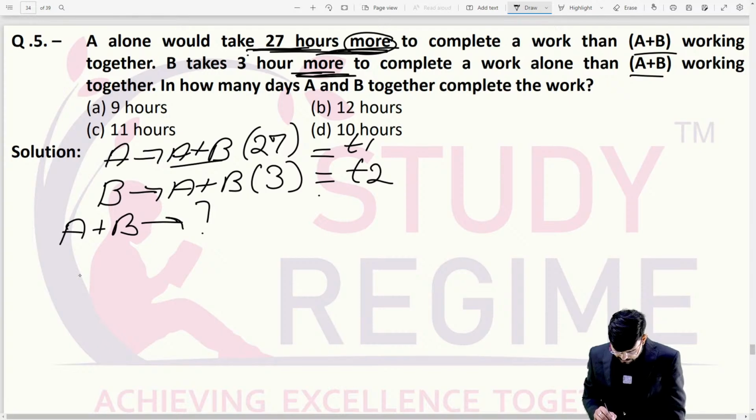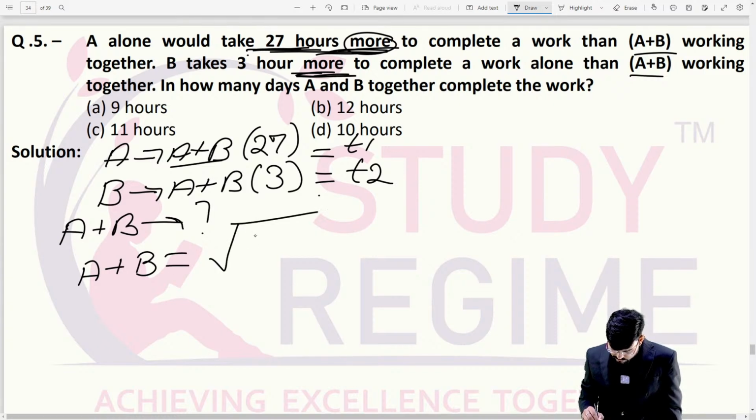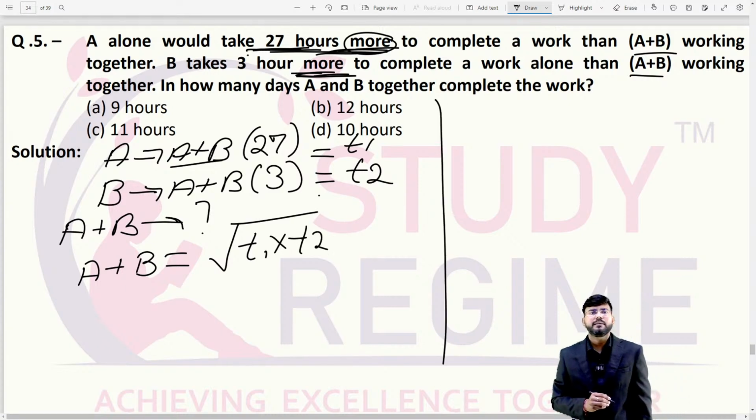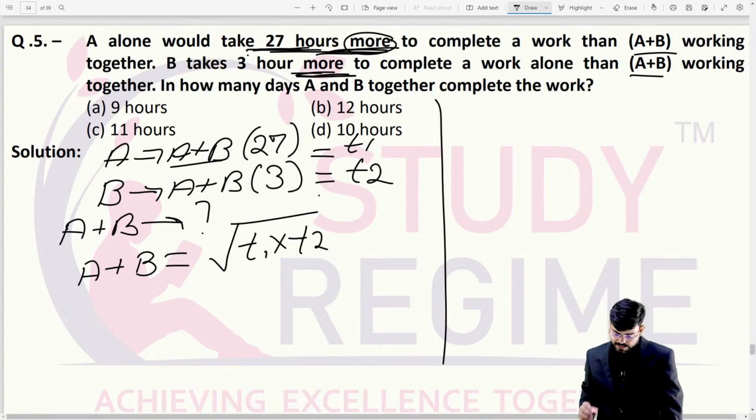You just simply write it down. The number of days in which A and B together complete the work is equal to under root T1 into T2. You can use this formula directly. Solve directly like this.